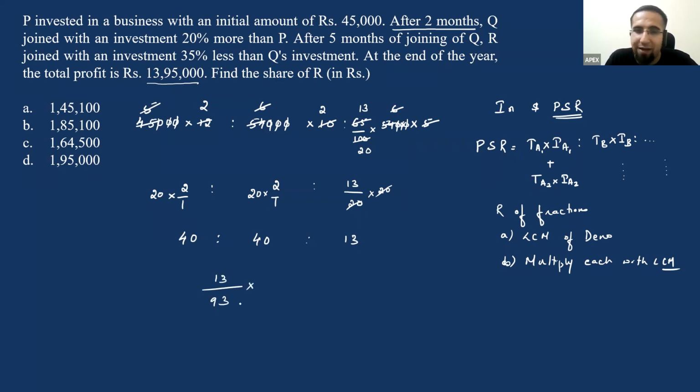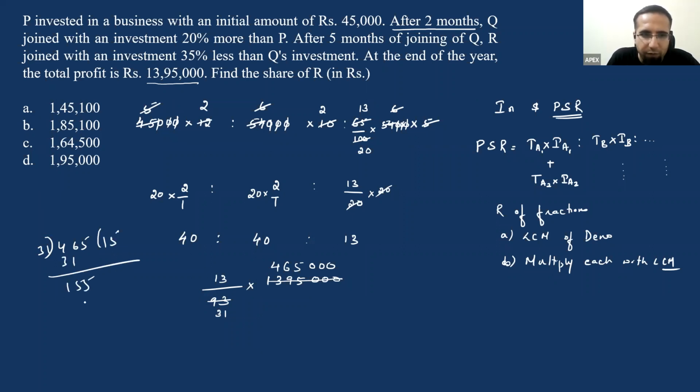Now since the total is given, we use the fraction form into 1395000. So if we need to simplify this, this can be 3 into 31. And this goes up with 3 4s are 12, 19, 3, 4, 6, 5, 000. Now, if you simplify 465 by 31, 31 ones are 31. I'm left with 155. 31 fives are 155. So 31 into 15,000 is equal to 4,65,000. So our final answer becomes 13 into 15,000, which in short is 13 into 15.